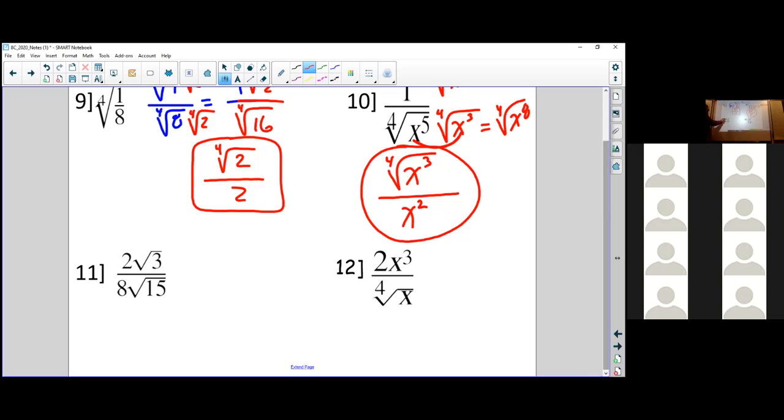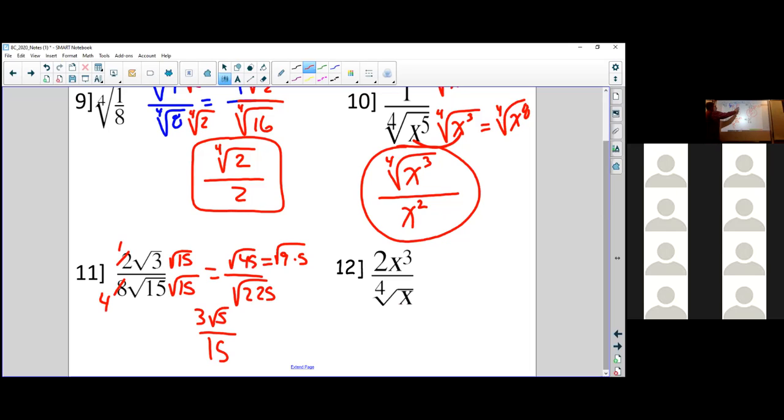For problem number 11, I might reduce this first. Give me 1 and 4. I'm going to multiply both top and bottom by root 15 and root 15 because I think that's the smallest thing. So that's going to give me root 45 over root 225. Square root of 225 is 15. I can break this up to 9 times 5. So the square root of 9 is 3, so I get 3 root 5. And then I have to remember to reduce. 3 and 15 reduce. So that gives me root 5 over 5.